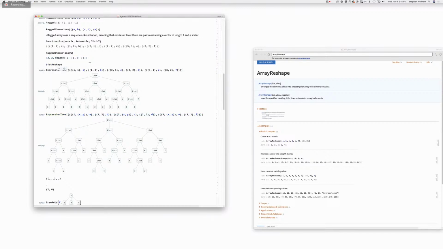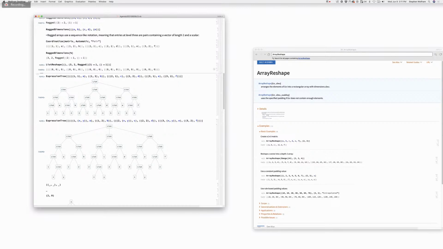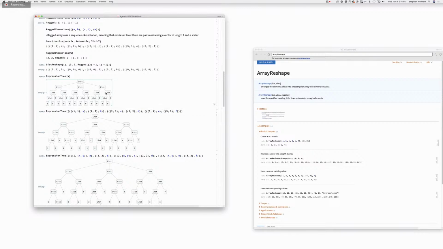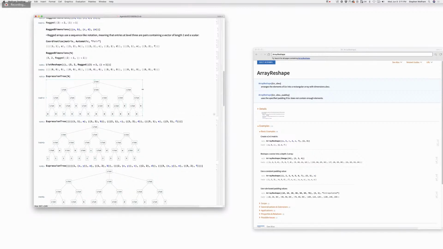Oh, maybe that's, yeah. Right. And then you can look at the expression tree of that. Okay, that's better. Now you could also add another, you could copy that ragged at the end, and it would have 2 levels of raggedness.